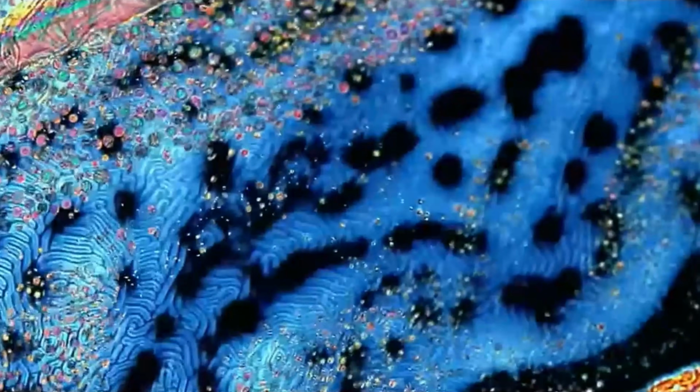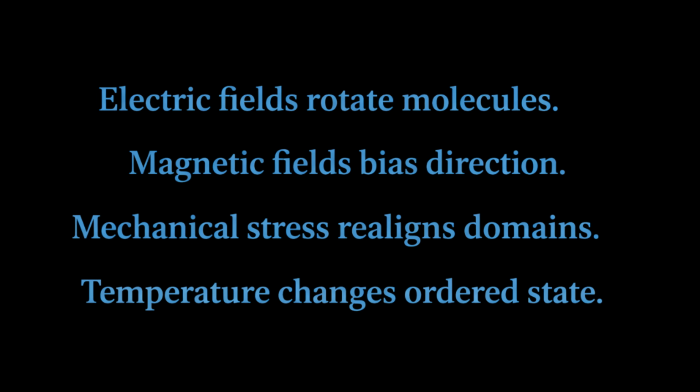When molecules share orientation or alignment, an external field does not just push on isolated particles. It interacts with a coordinated system so that a small influence can reorganize a much larger region. Electric fields can rotate the aligned molecules.